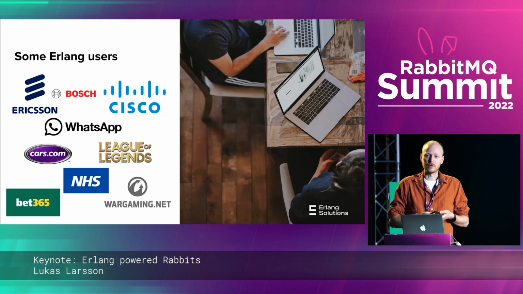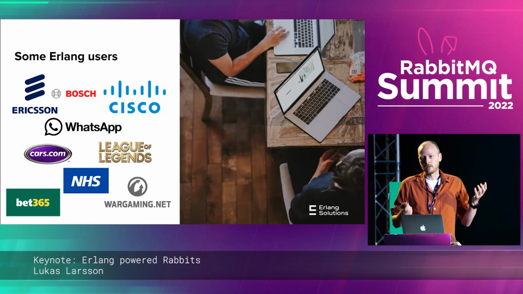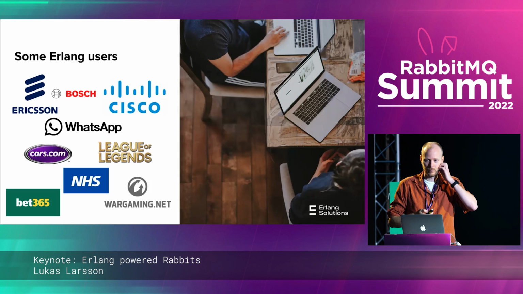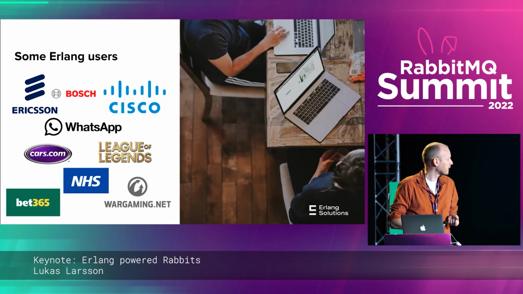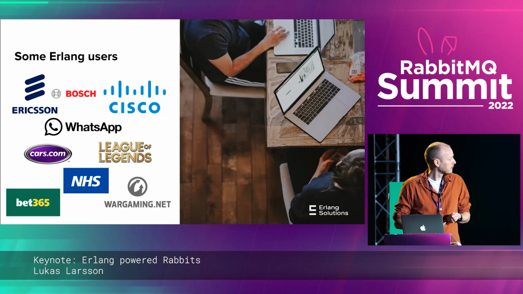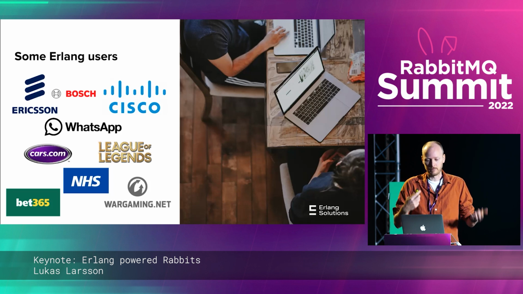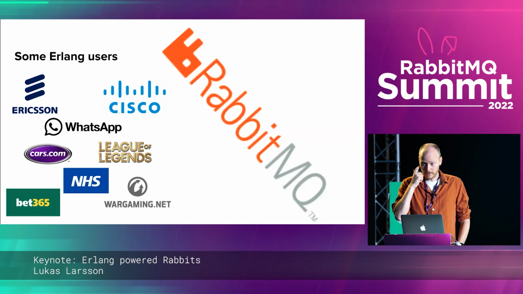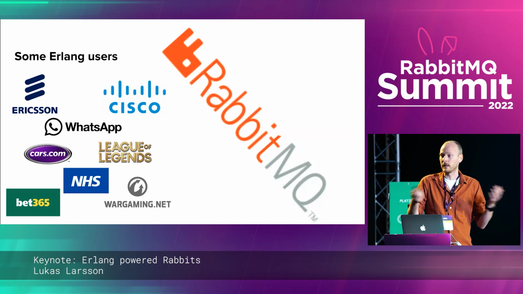Cisco uses it for its configuration interface. So anytime you buy a Cisco router, you have Erlang in that router. WhatsApp is one, I don't have to say much about what they do. Cars.com do their web things in that. League of Legends do their chat in Erlang. Wargaming is a similar company, World of Tanks and so on. They also do chatting. The NHS in England uses Erlang, and also in the betting and gambling industry, Bet365 uses Erlang for different parts. And the main event of this show, RabbitMQ, is also built on Erlang, which is the reason why I am here speaking.